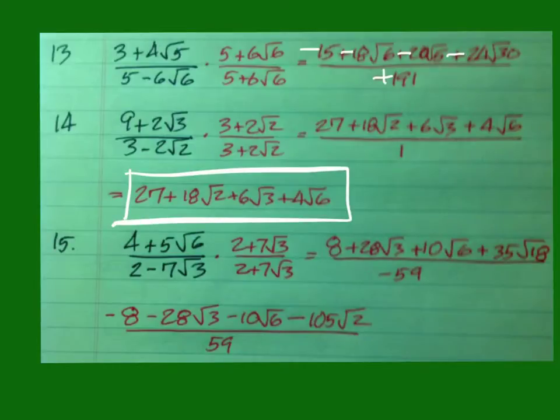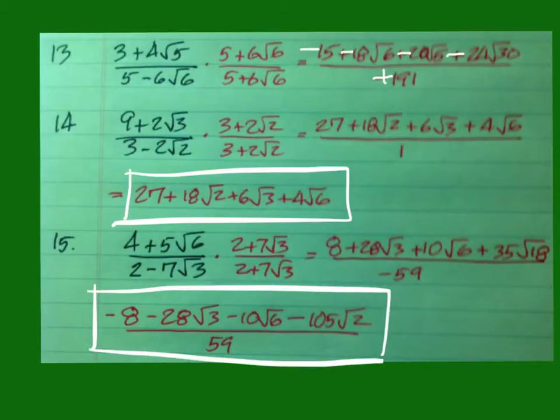And 14 is 27 plus 18 square root of 2 plus 6 square root of 3 plus 4 square root of 6. And on the bottom we have negative 8 minus 28 square root of 3 minus 10 square root of 6 minus 105 square root of 2 over 59.